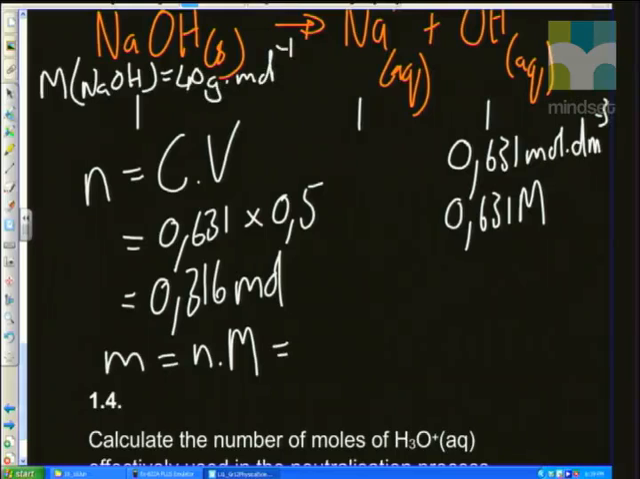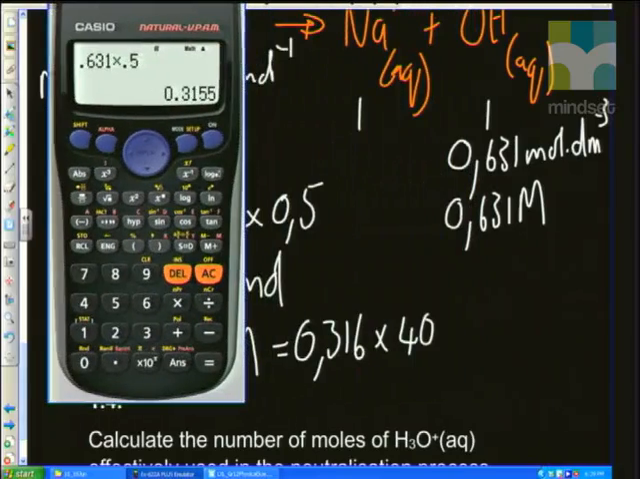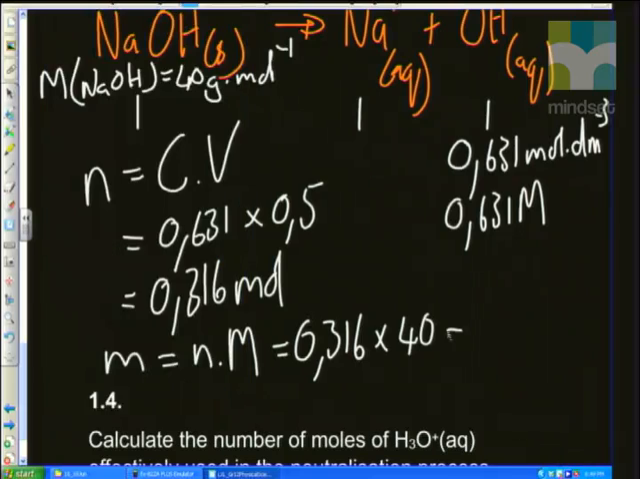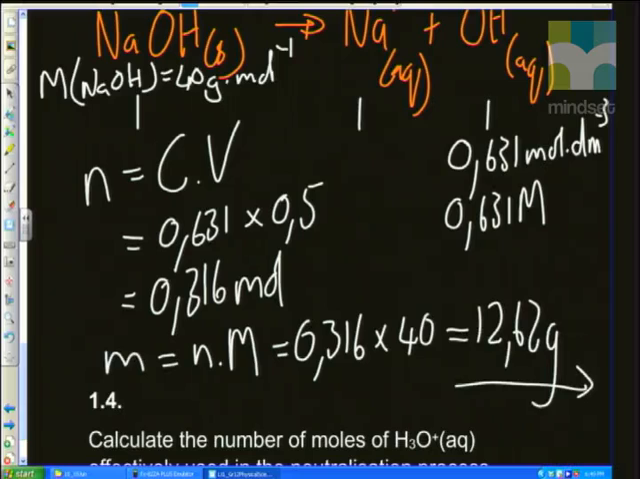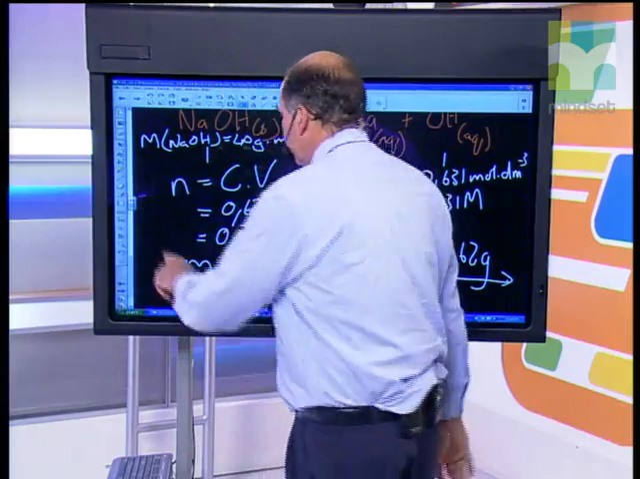So we're going to take the number of moles times 0.316 times 40. This will give us the mass of sodium hydroxide. Okay, 0.316 times 40, and we get an answer of 12.62 grams. And there we go. So we'll need 12.62 grams of sodium hydroxide, the solid, and we're going to dilute it to make sodium hydroxide solution.